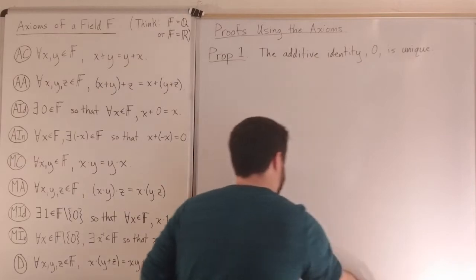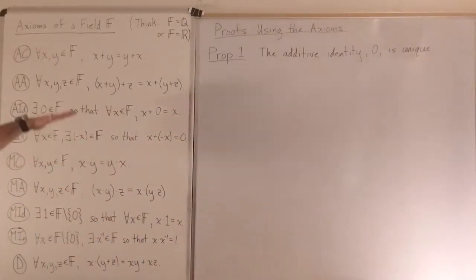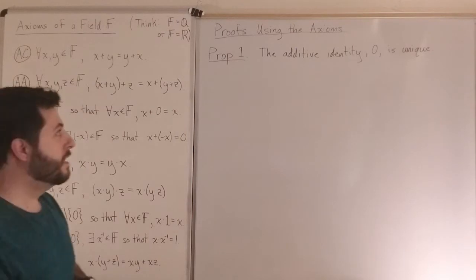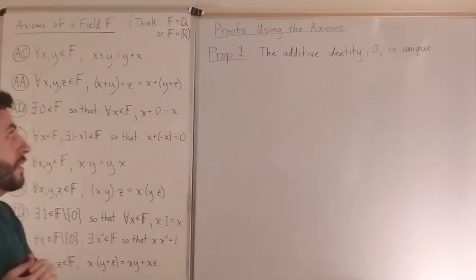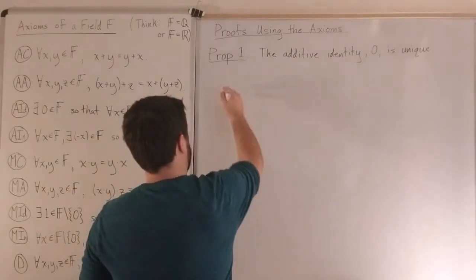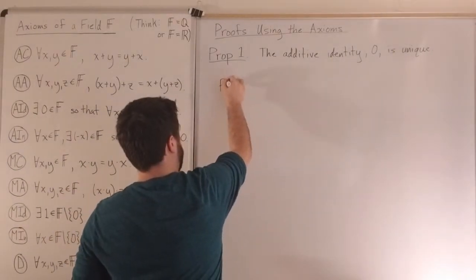The proof should involve some logical reasoning that starts from these axioms and gets to where you want to be. So this first statement here, proposition 1, is that the additive identity is unique. Okay? So there's nothing about this statement right here that says the additive identity exists, that says there can't be more than one of them. Okay? So what does it mean for there to be more than one of them? Well, I'm going to start the proof here.